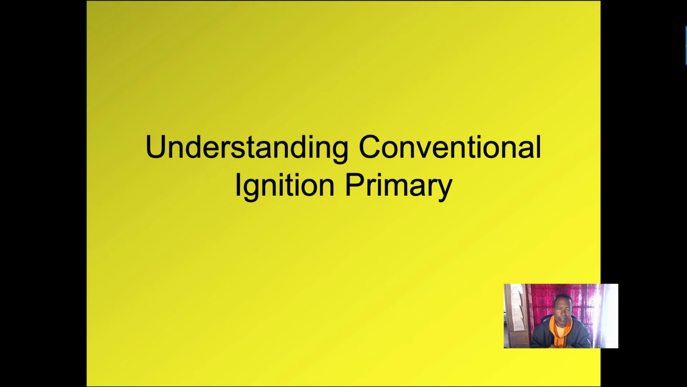One day in your career or in life, you're going to have a situation when a car you're working on doesn't start. It has no spark. Is it a coil? Is it a module? Is it a pickup coil? Understanding the conventional ignition primary circuit is important to diagnose that vehicle.